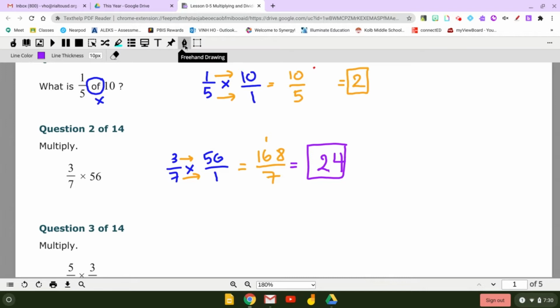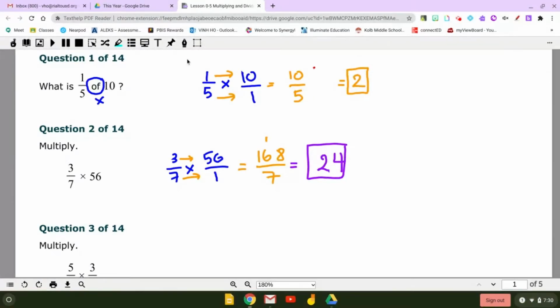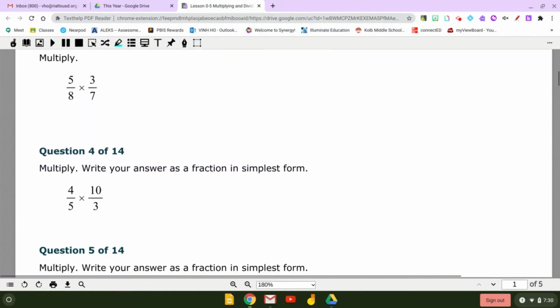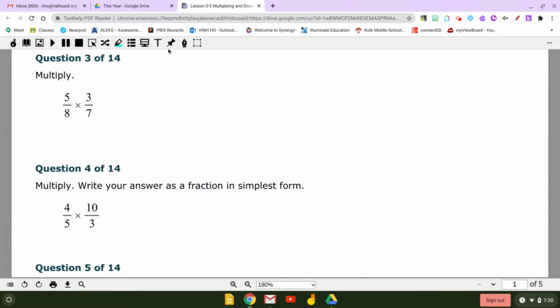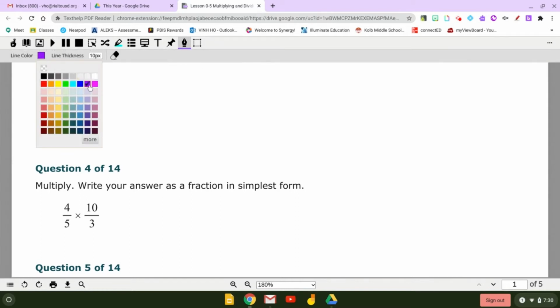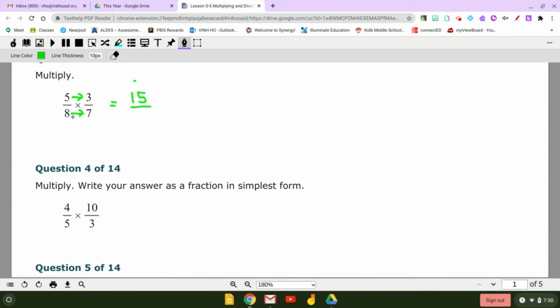Now we're heading to the next problem, number 3. Okay, 5 over 8 times 3 over 7, I'm sorry. So same concept, we multiply straight across. That will give you 15 over 8 times 7 is 56. All right, and we cannot reduce this one because 5 and 3 are the factors of 15, and 8 and 7, the factor of 8 is 2. They don't have a common factor to reduce the fraction. So that's it.